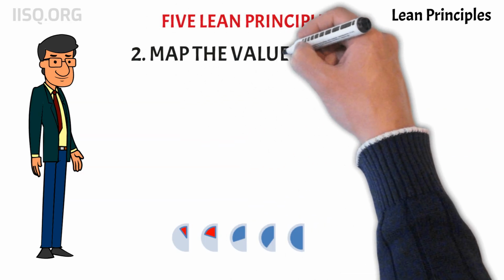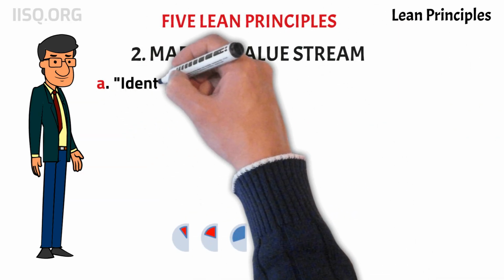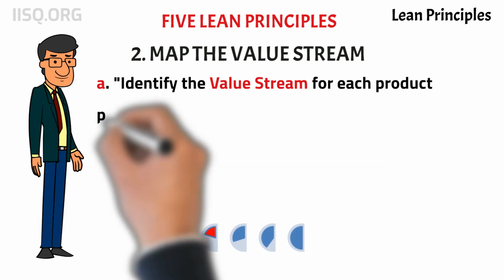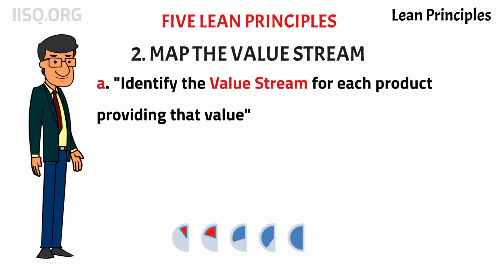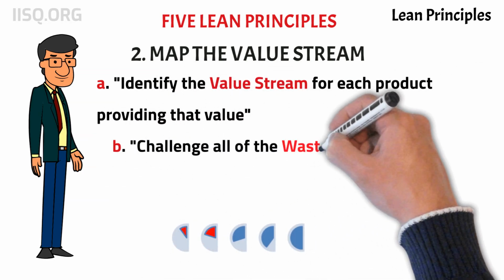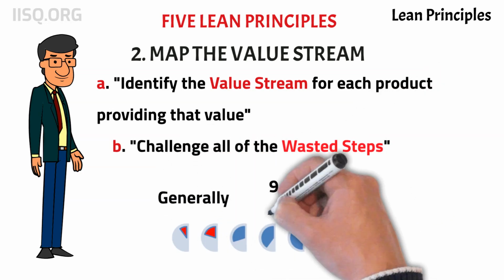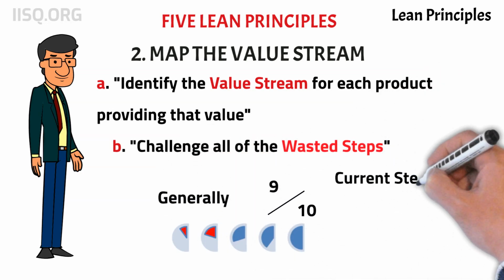2. Map the value stream. It advocates to identify the value stream for each product providing that value. And next, challenge all of the wasted steps. Generally, 9 out of 10 of the current steps need a relook for possible improvement.